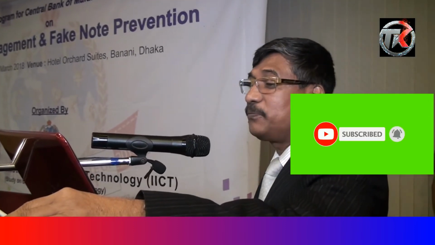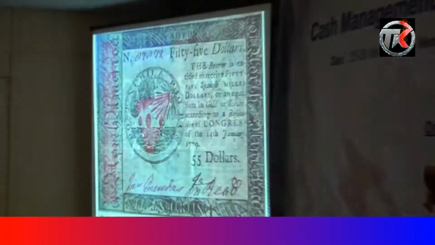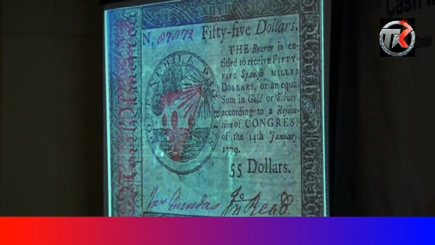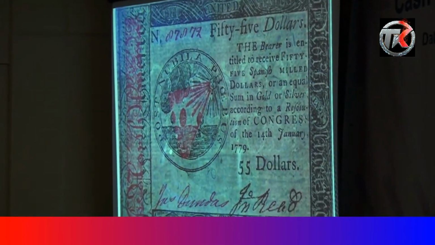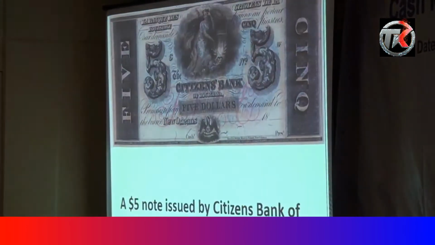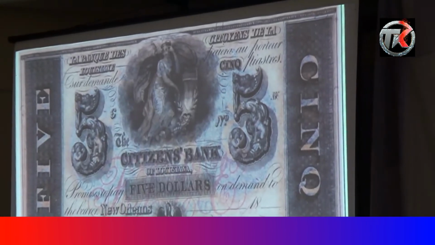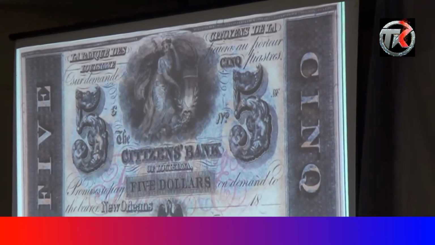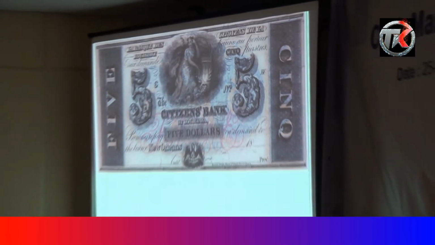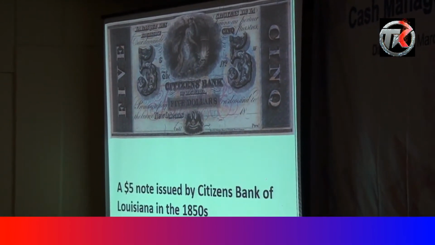This is a $55 note of 1779. And this is a $5 note of 1850s. This is more or less the form that we have now.